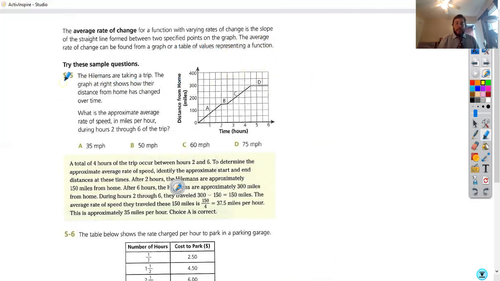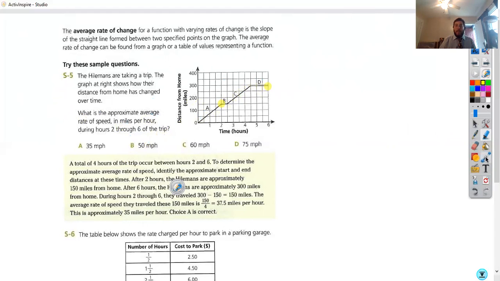So here it says, the Hillmans are taking a trip. The graph at the right shows how their distance from home has changed over time. What is the approximate average rate of speed in miles per hour during hours 2 through 6 of the trip? So from hours 2 through 6, we see that it's not a constant rate of change, right? As our slopes change from 0 to an increasing slope, then over to 0.